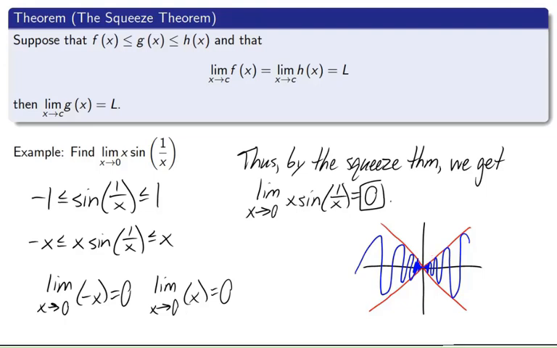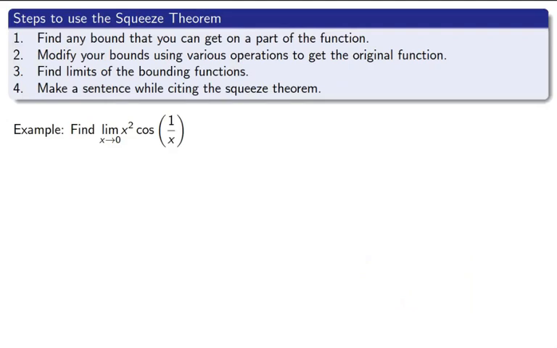But let's take a look at a general summary of how this is easiest to use. Here are your steps. First, find any bound you can get. Just some bound. Get a bound somehow. It doesn't really matter how, just get some sort of bound. Then modify your bounds. So I started with a bound and multiplied by x. That was my modification. I got the original function that way. Then I found limits of what was above and below, and because they were the same, that was enough. So I just made a sentence to cite the Squeeze Theorem, and I had the problem finished.